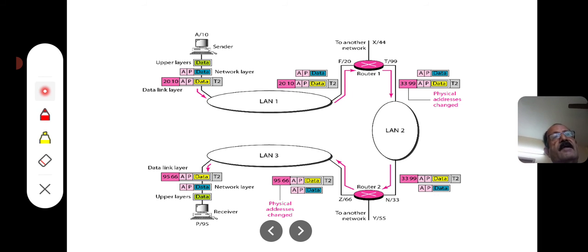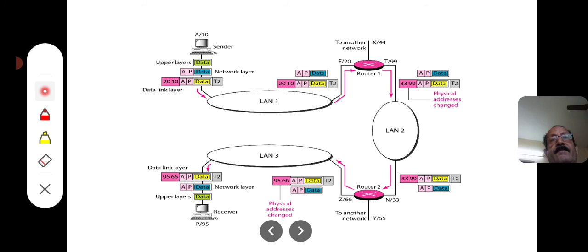Input address, output address both are different for a router. Physical address as well as IP address. And 66 changes to 95. 33 is changed to 95. 95 is this one. So next to router, there is no next router or switch. It is the receiver. It reaches this one.